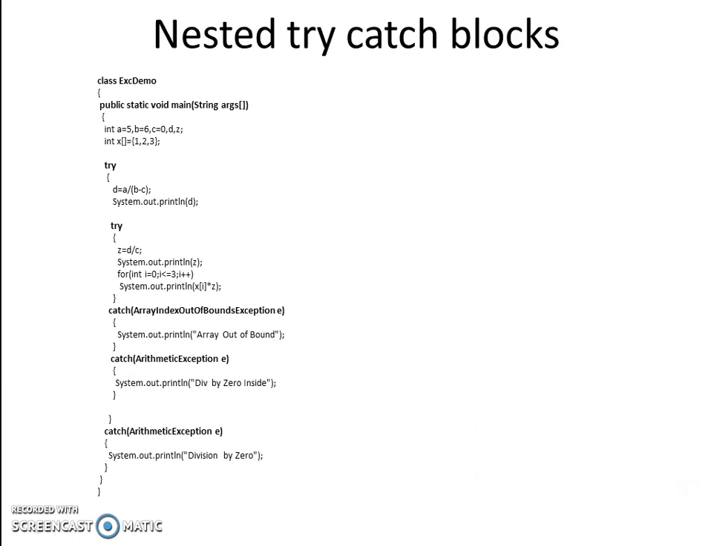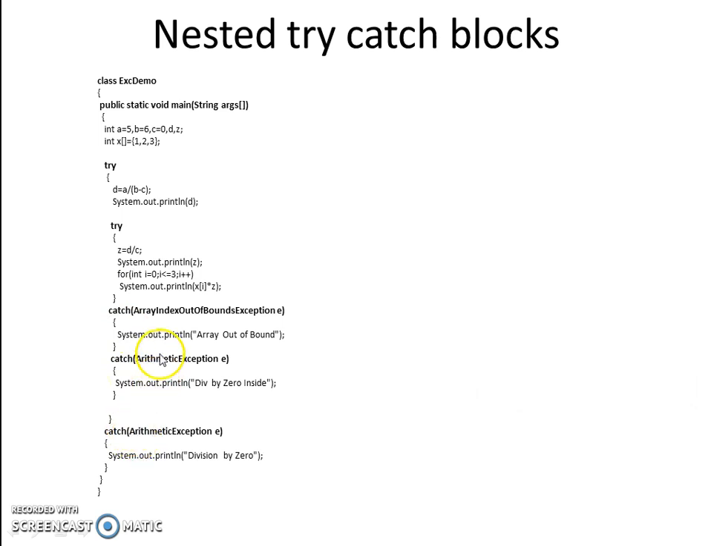Next, we show an example of nested try-catch blocks. Now in this program, inside this outer try block, we have put another try-catch block. If an arithmetic exception occurs here, it will be caught by this catch block. But if an arithmetic exception occurs inside this inner try block, it will be handled by this catch block. And if an array index out of bounds exception occurs here, it will be caught by this catch block.